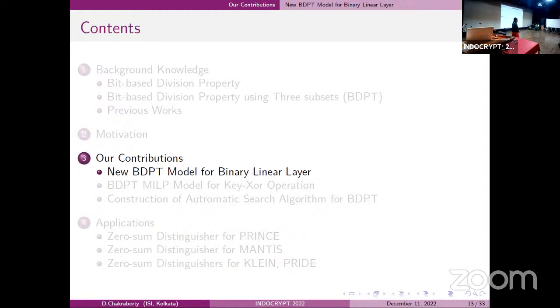Okay, maybe, so the binary structure. My understanding, Prince was not the binary linear layer, so this is why I wanted to understand what your exact definition. Yeah, we can. Thank you very much.